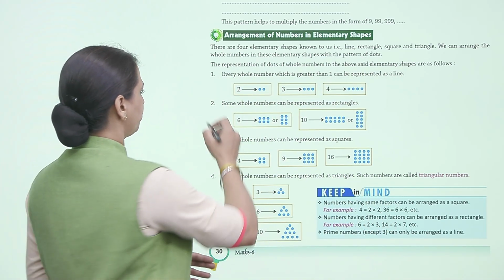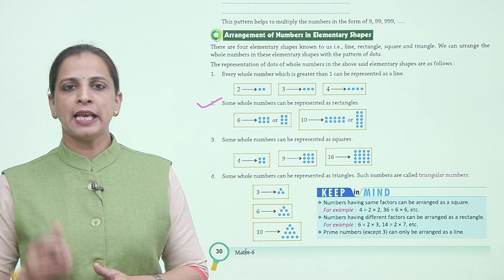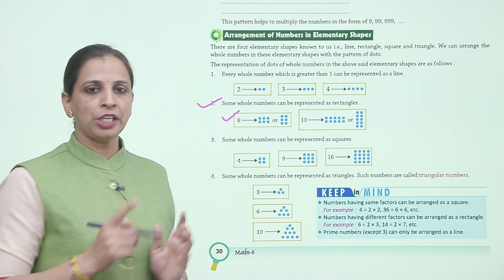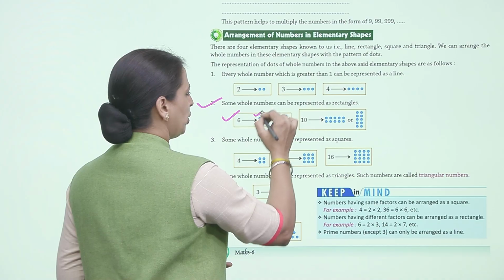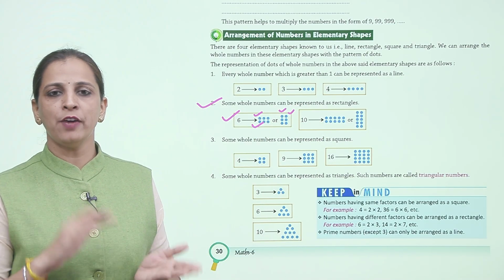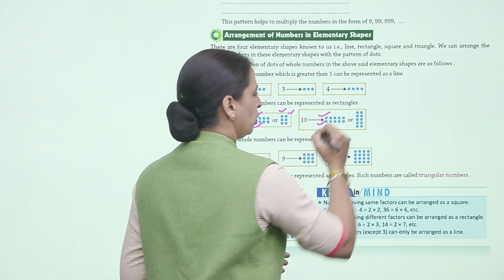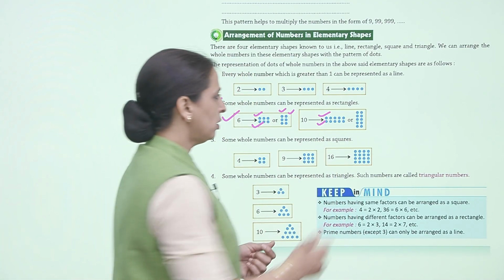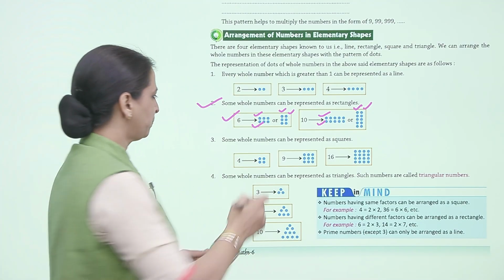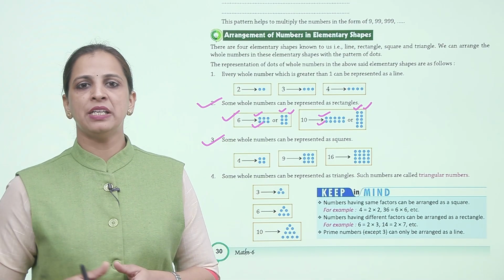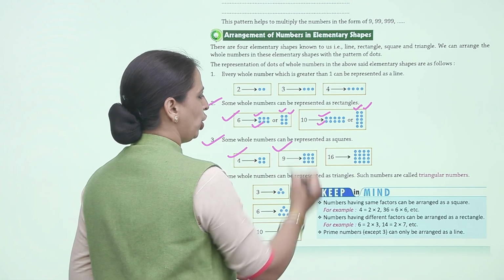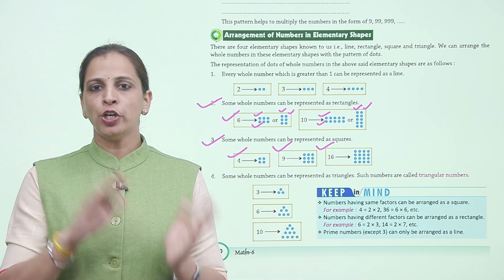Now second, some whole numbers can be represented as rectangles. Now 6 is 2 3s और 3 2s, तो 3 3 की 2 and 2 2 का 3. Now 10 is 2 5s are 10 and 5 2s are 10. 2 lines 5 5 dots and 2 lines 5 5 dots. Now next, third, some whole numbers can be represented as squares, like 4. 4 is 2 into 2, 9 is 3 into 3, 16 is 4 into 4.